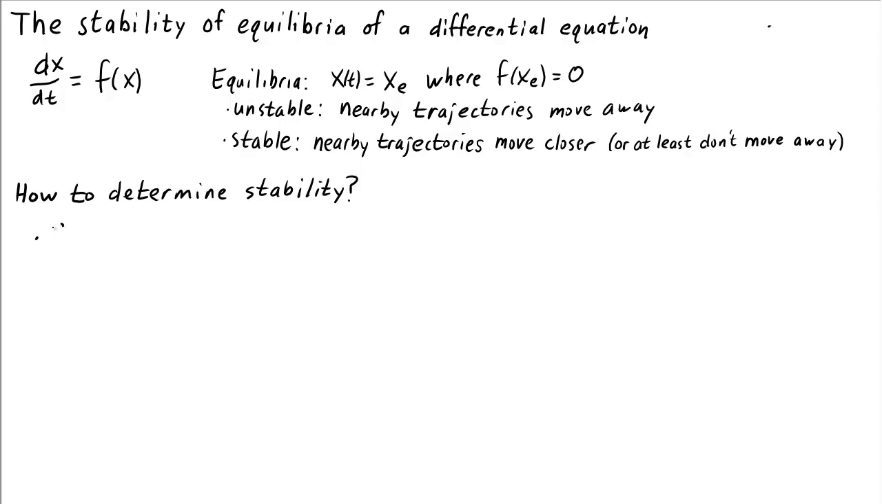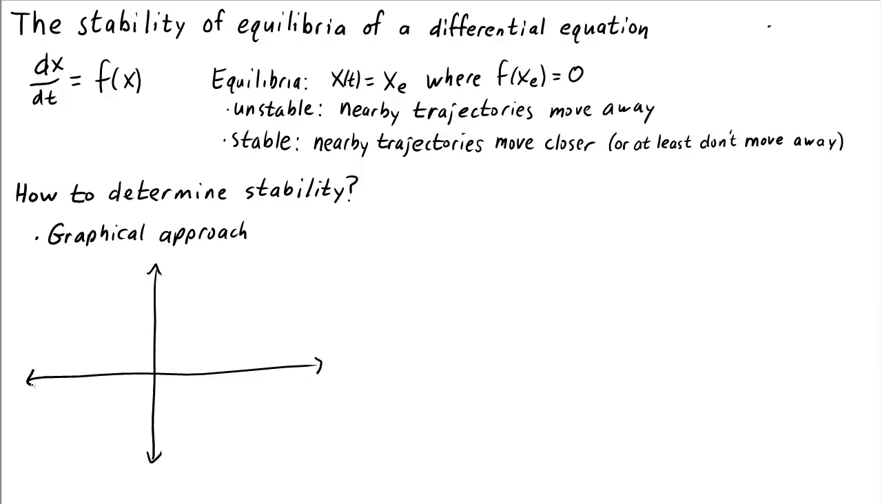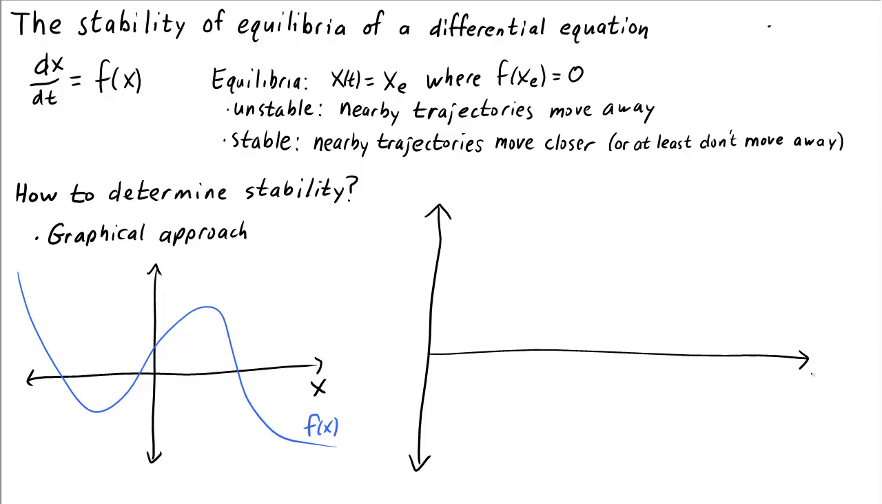Let's start off by thinking about the graphical approach of solving differential equations. In the graphical approach, we plot f of x. Let's say it looks something like this. And we use this plot of the function f to determine what plots of x versus t might look like. One important point to remember is that these two graphs are very different. In the plot of f at the left, x is on the horizontal axis, while on the right plot, x is on the vertical axis.